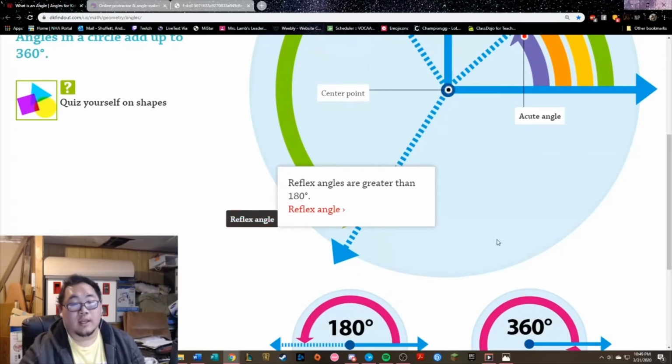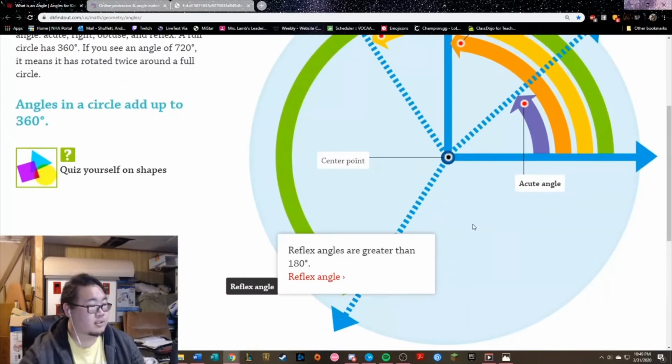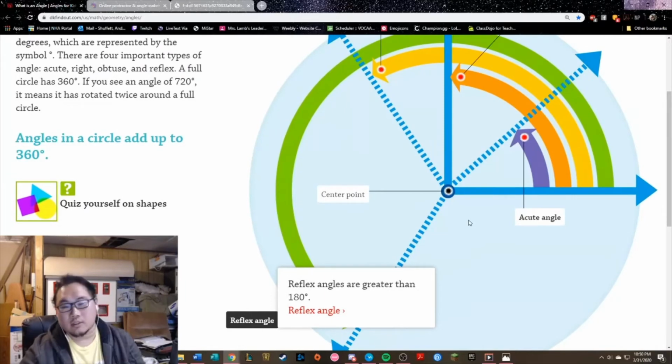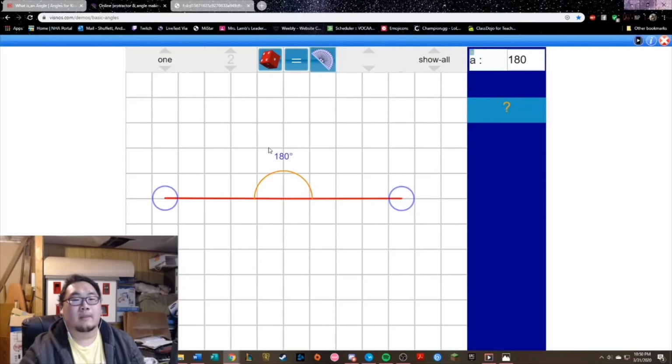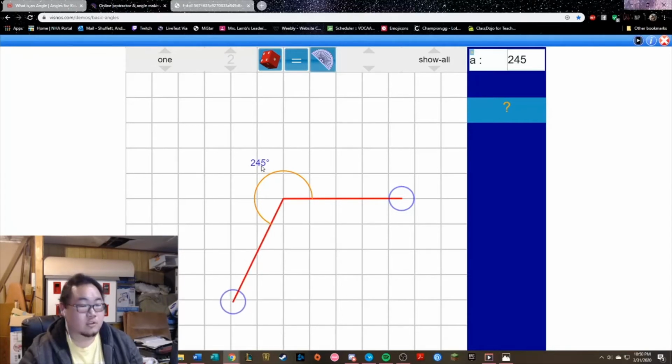Reflex angles are angles that are greater than 180 degrees. They're angles that are bigger than 180 degrees. This is an important distinction to make. That's as if I took this angle here and rotated it down to point there. All right, 245 degrees. It's greater than 180, and instead of being able to just measure this part, you would have to measure this part and then subtract it from 360 to find out that this is 245.